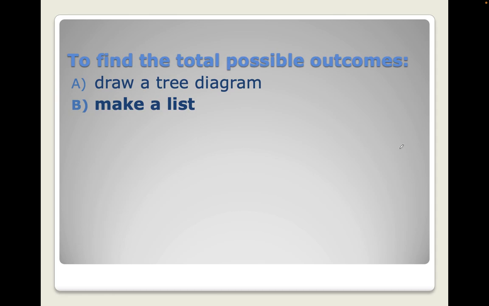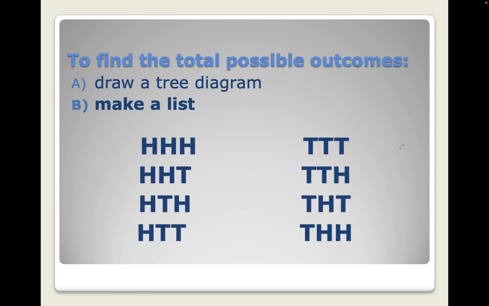Making a list, which I showed on the previous screen, is another way of calculating how many possible outcomes there are. This one can be a little bit tricky if you lose track of ones that you've already written down. So try to come up with a pattern or a strategy so that you don't repeat or miss any.